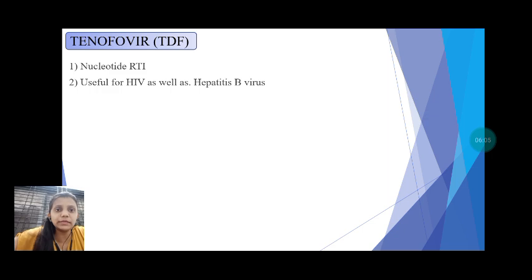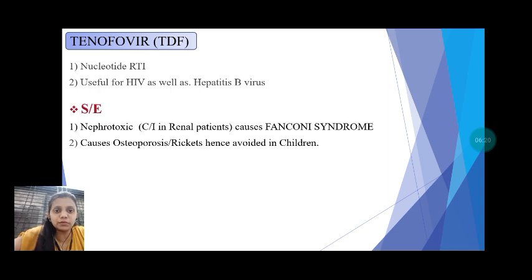Now the another drug, that is tenofovir. Tenofovir is the only drug which is a nucleotide RTI. The rest all are the nucleosides. It is useful for the HIV as well as for the hepatitis B infections. The side effects include, it is nephrotoxic, so it is contraindicated in the renal patients.